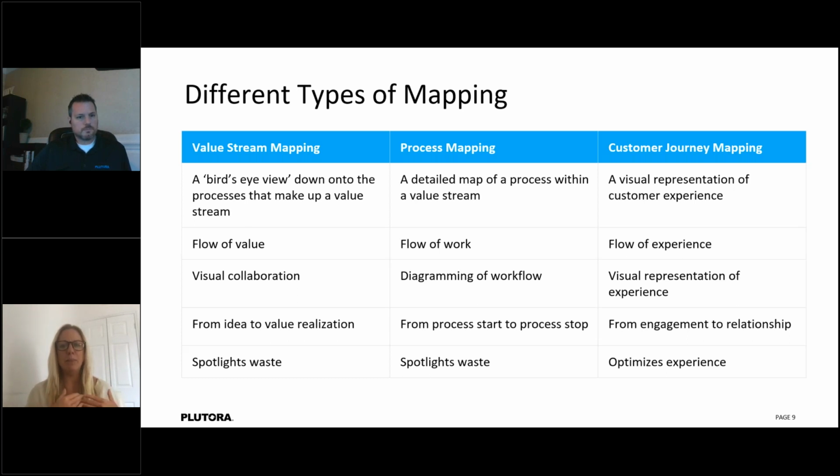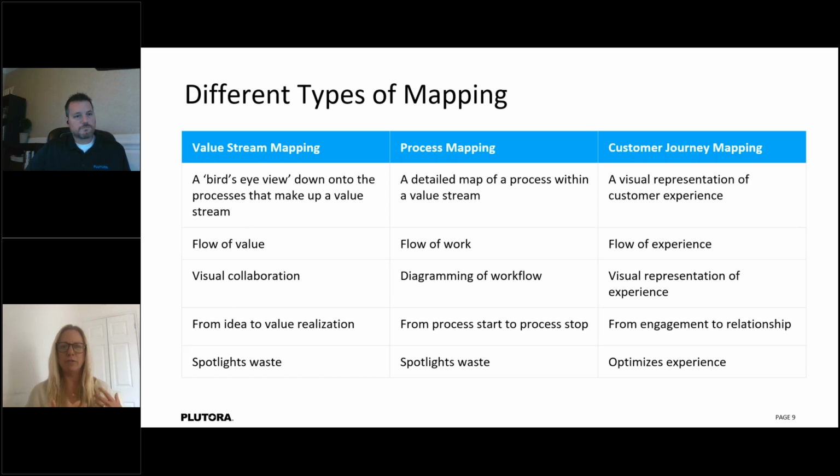And then customer journey mapping is talking about what happens to the customer as they go through the experience of finding out about your company, finding out about your product, exploring whether they want to buy your product, and then the actual experience of buying your product, and then having and owning and maintaining your product, whether it's a mobile app or a washing machine or whatever it is. So those are the top level differences. Value stream mapping is about the flow of value, whereas process mapping cares about the flow of the actual work, and then the experience for customer journey mapping.